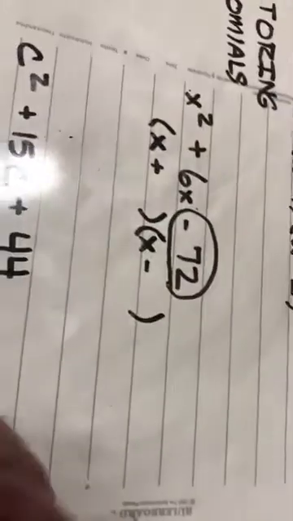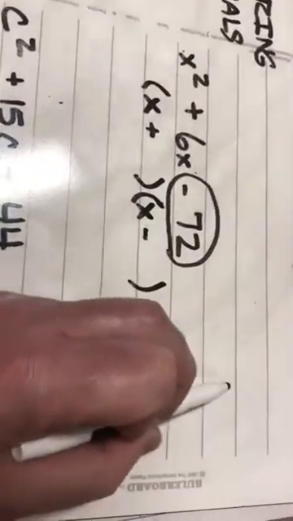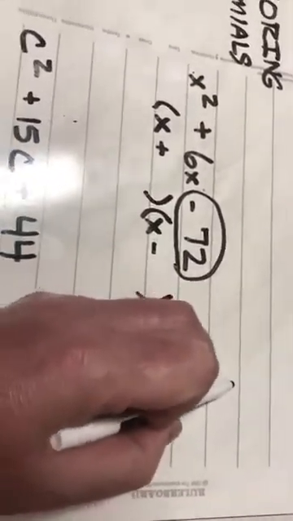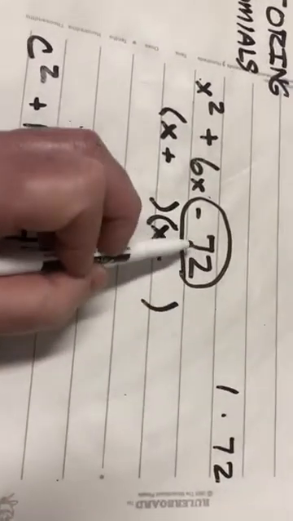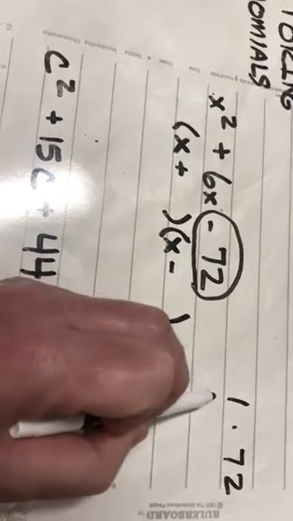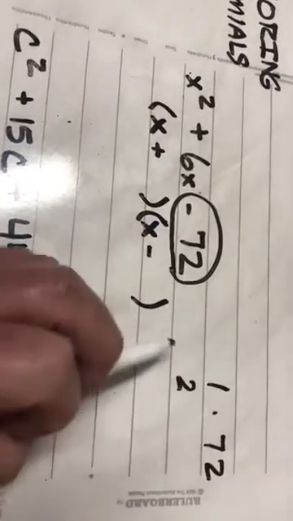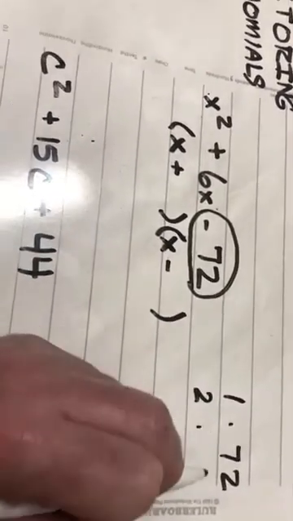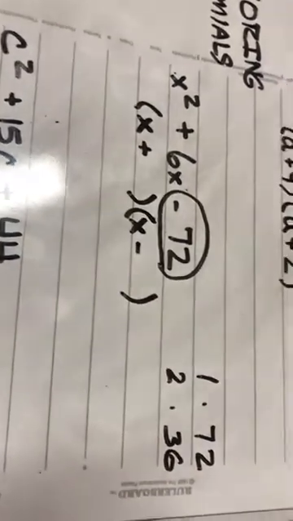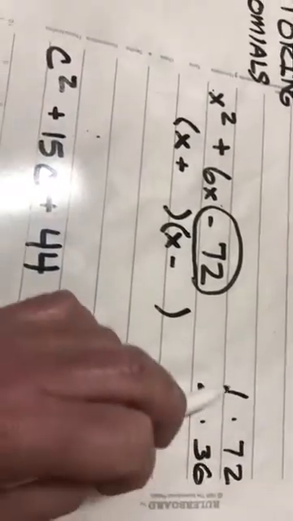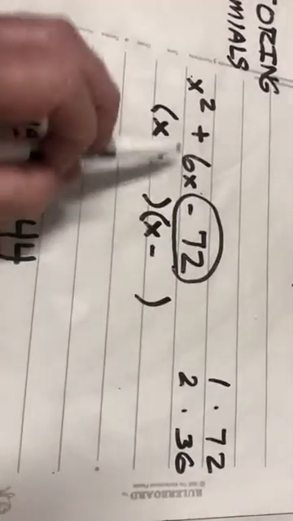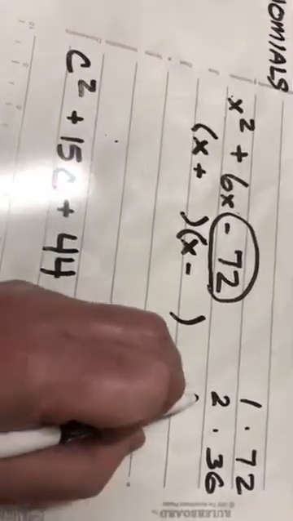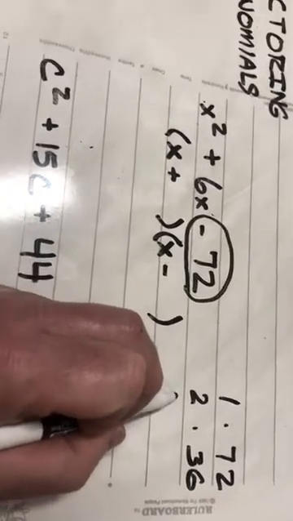So really what I want to start to do is think, well, what kind of things equal 72? Well, I could have 1 times 72. All right, I know that 72 is an even number, so it's divisible by 2. If I punch into my calculator 72 divided by 2, I find that that's 36. But adding 72 and 1 is not going to get me 6. Adding 36 and 2 is not going to get me positive 6. So let's think what else equals 72.